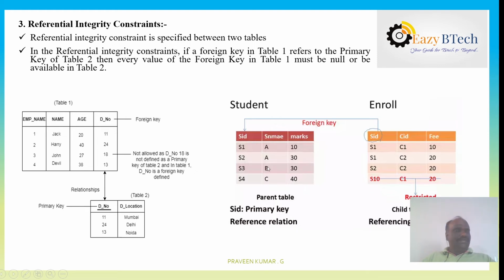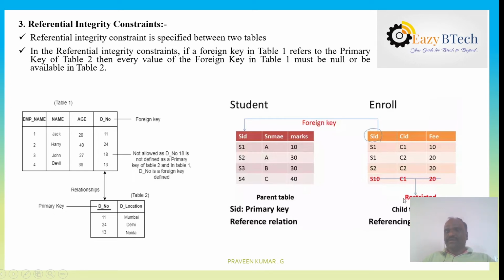Here we have student names with different IDs, S1, S2. Two student names are the same, but the IDs are different: S1, S2, S3, S4. S1 is registered for course C1 and course C2. S2 is registered for C2. Next, in the child table, S10 with C1.